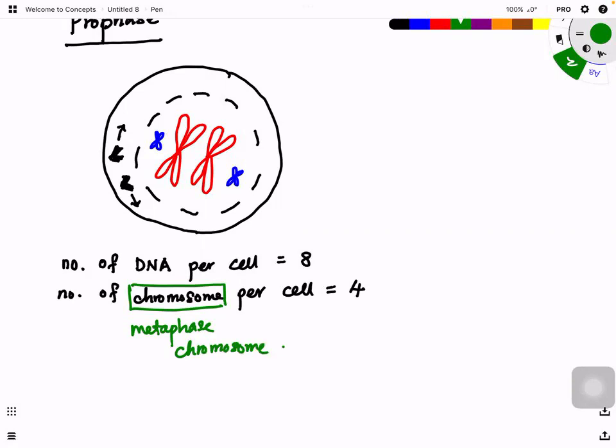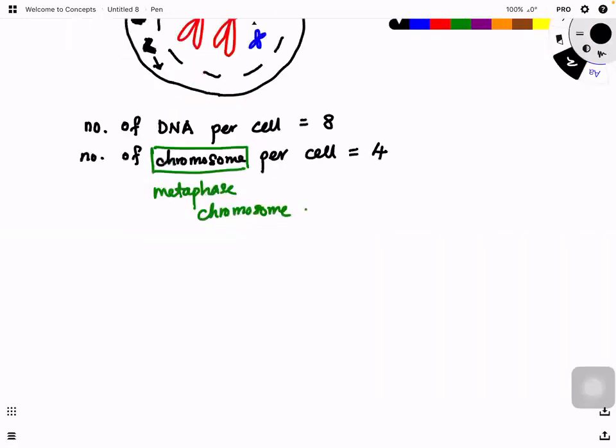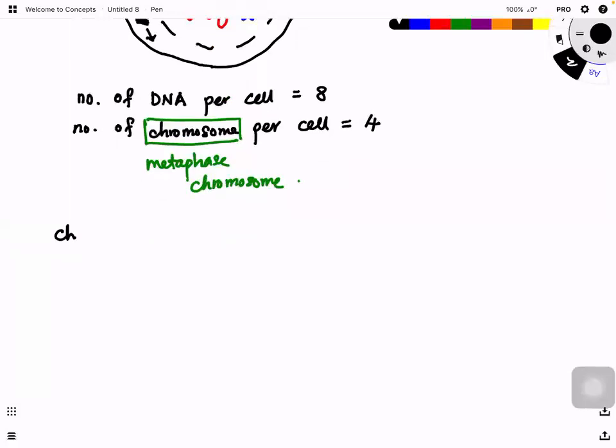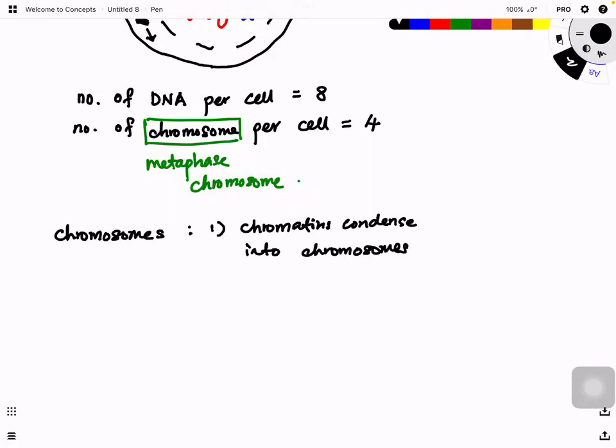Are you clear? Okay, so first we look at the behavior of the chromosome. What is the behavior of the chromosome? The event that takes place: first you can see that chromatin, I summarize here only, I won't write in detail. Later in the notes, I will show you the detailed answer. So chromatins condense into chromosome, which is a thicker, shorter, and more visible form. This is the behavior of the chromosome.